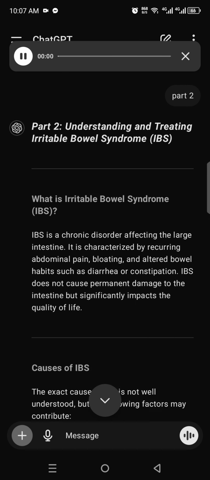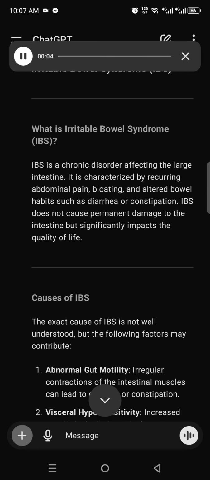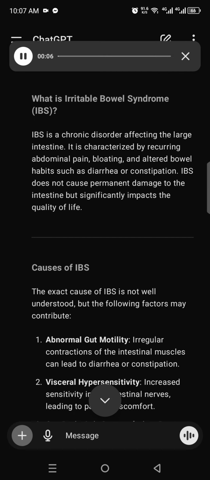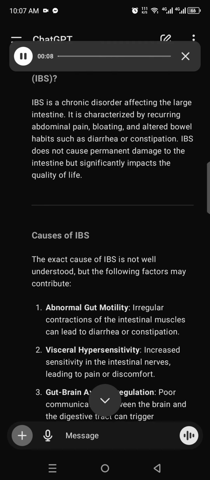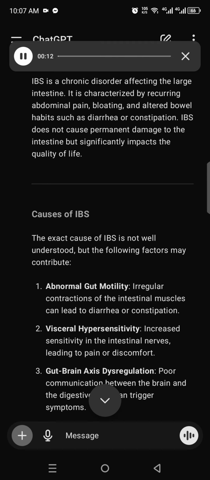Part 2: Understanding and Treating Irritable Bowel Syndrome (IBS). What is irritable bowel syndrome (IBS)? IBS is a chronic disorder affecting the large intestine. It is characterized by recurring abdominal pain, bloating, and altered bowel habits such as diarrhea or constipation. IBS does not cause permanent damage to the intestine, but significantly impacts the quality of life.